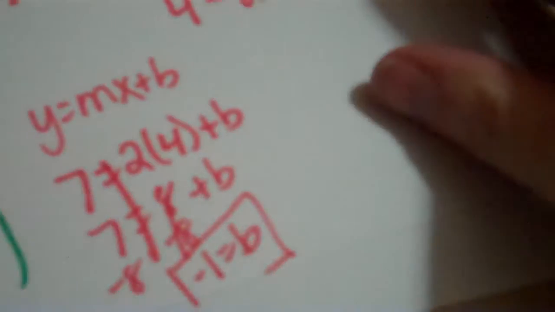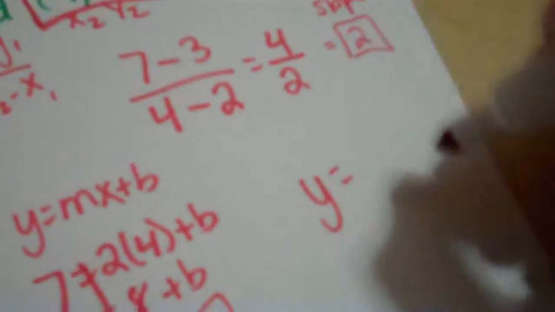And then I just solve. So 2 times 4 is 8, plus b. And then I subtract 8. And 7 minus 8 is negative 1. Okay? So then I write my equation. Y equals, you told me the slope was 2, so 2x minus 1. That is my lovely answer.